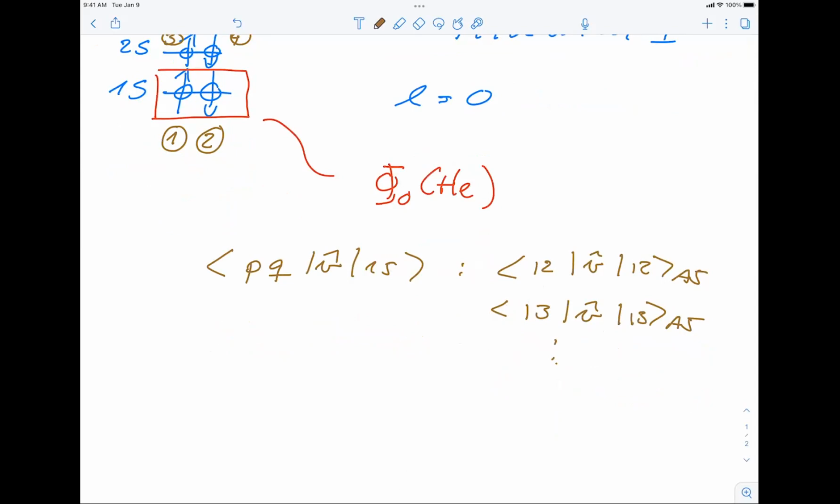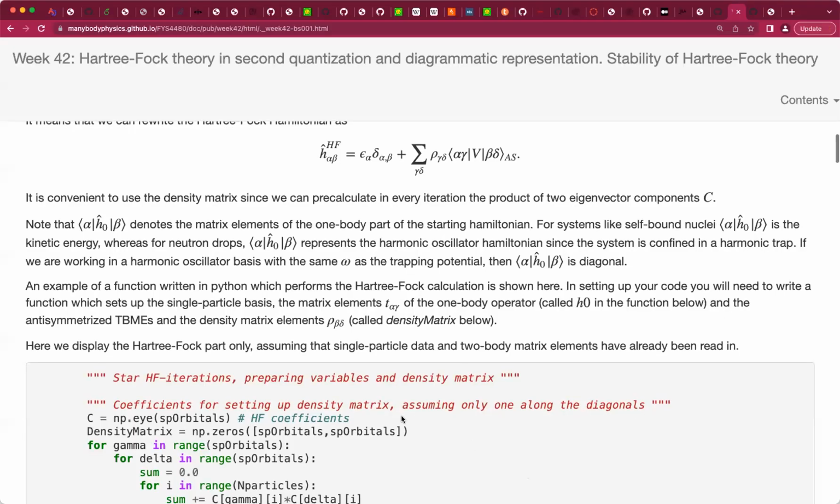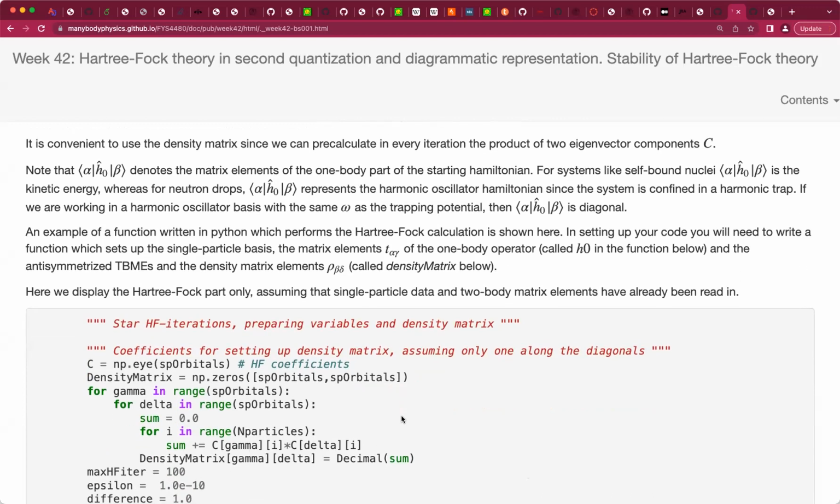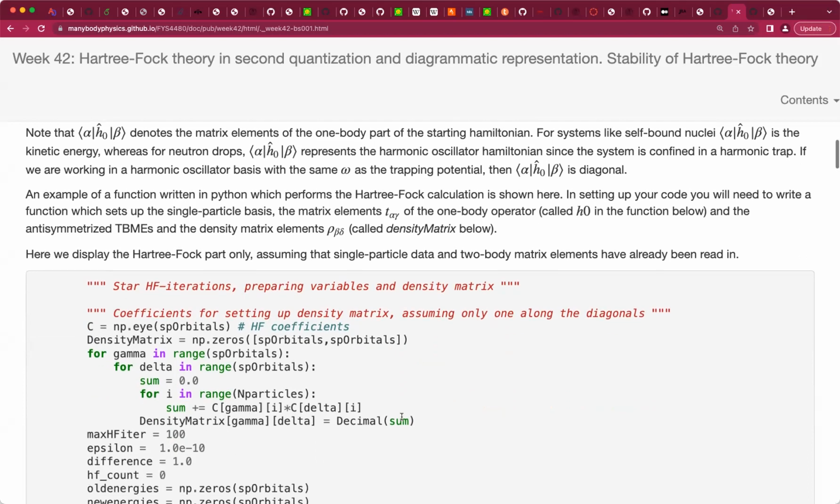So if we go back to the code, you would see something like this. In the code here, we have assumed that you have made such a table. When you've made such a table of single particle energies and the 2-body matrix elements, we start with the first approximation, where we simply set the coefficient matrix to 1 along the diagonal. This is a function of the number of single particle orbitals, so that would be all the orbitals.